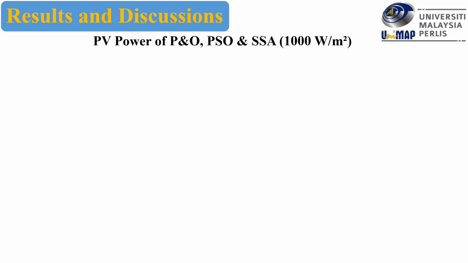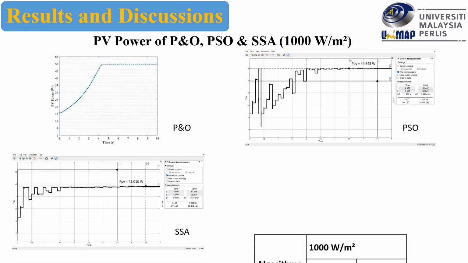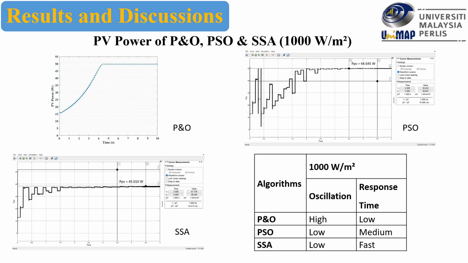Next, we will see the PV power of P&O, PSO and SSA under irradiance of 1000 watt per meter square. From the simulation, we can see that P&O has the highest oscillation, and PSO and SSA have lower oscillation. For P&O, it already reached its optimum power, but it still has oscillations. For the PSO, it already reached the optimum power, but there are also a few oscillations compared to SSA. For the response time, the P&O has the slowest, the PSO is medium and the SSA has the fastest response time.